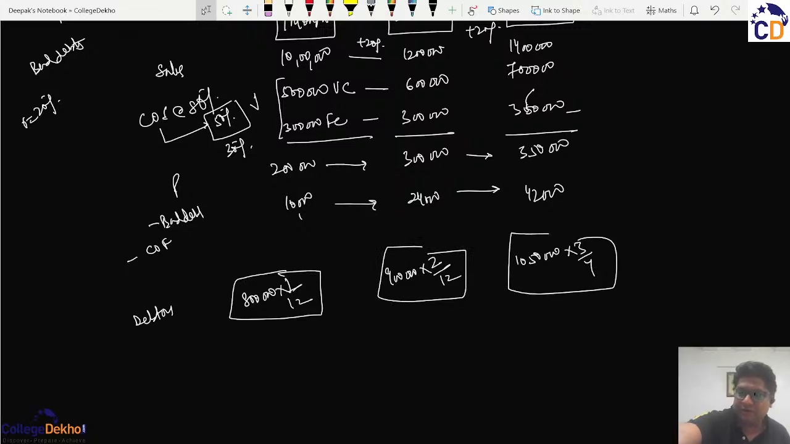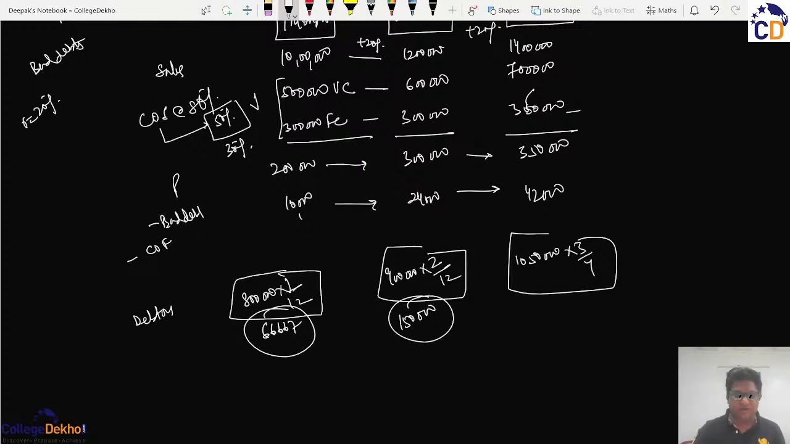So if you calculate, then the debtors in the first case will be 8 lakhs divided by 12. This will come out to be the total debtors of 66667. In the second case, the debtors will be 9 lakhs and they will come out to be 1,50,000. And in the third case, the debtors, this is 3 by 12, the debtors will be 2,62,500. So there is an increased blocking of the funds.